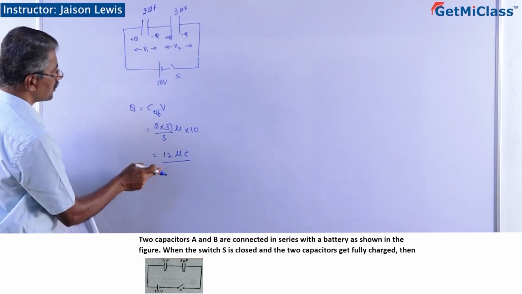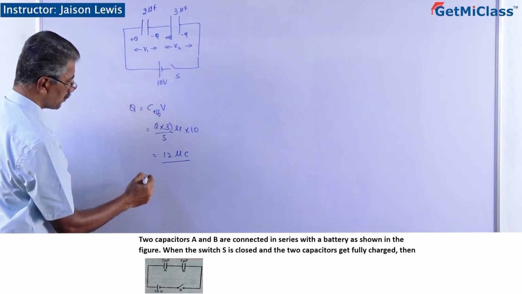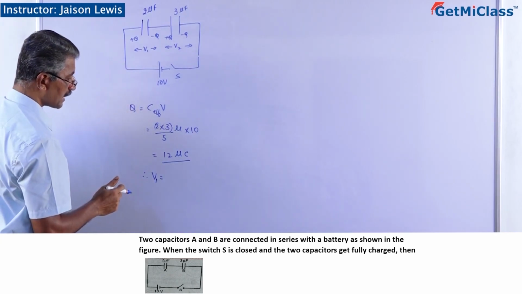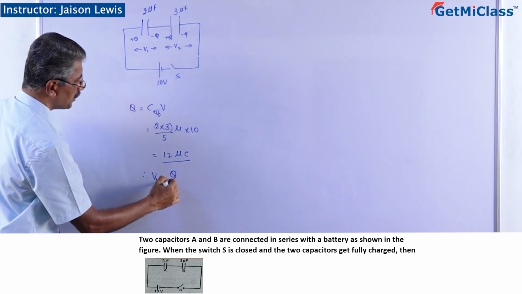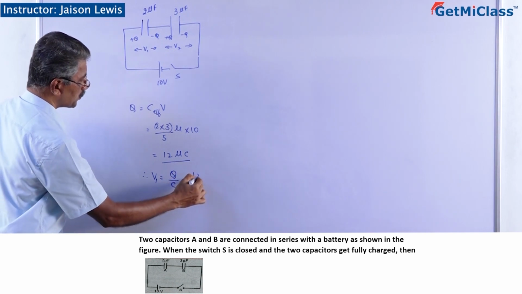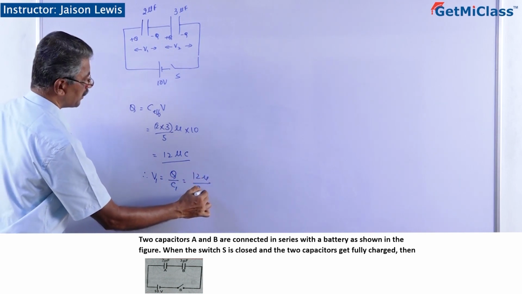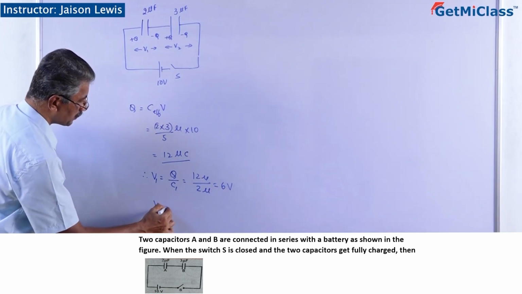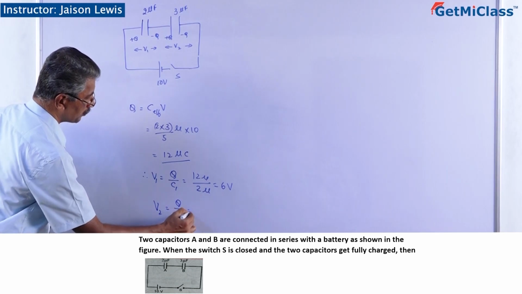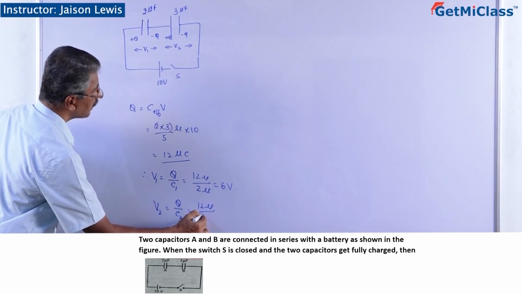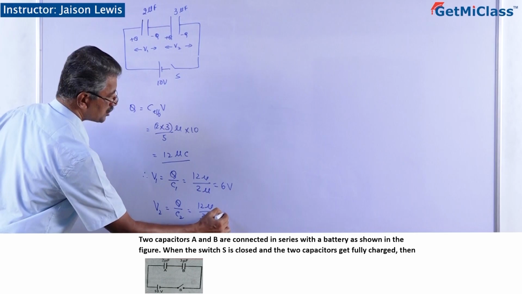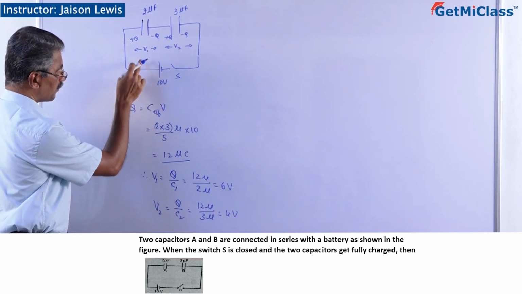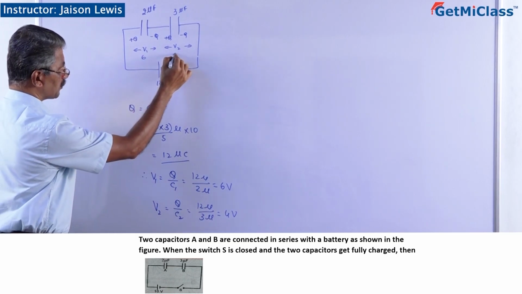So once you know the charge, you can find the potential V1 and V2. Therefore V1, the potential across the first capacitor, is charge Q divided by capacitance C1. It's 12 micro divided by 2 micro and that comes to be 6 volt. Similarly, V2 is equal to Q divided by C2. It's 12 micro divided by 3 micro and that comes to be 4 volt. So total potential is conserved, 10. So here V1 is equal to 6 and V2 is equal to 4.